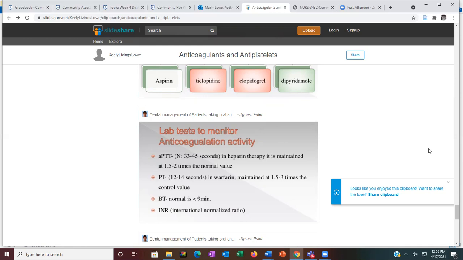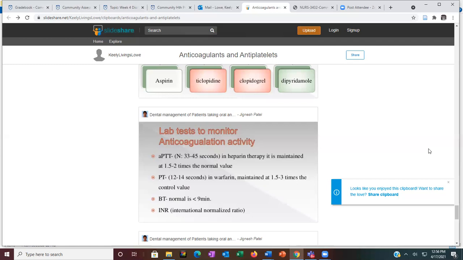The next one is PT. PT is prothrombin factor, and that is for warfarin or Coumadin, okay? So PT is maintained at 1.5 to 3 times the control value. And if you see that 1.5 to 3 versus 1.5 to 2 for PTT, they're the same kind of a ratio, right? That's 1.5 to 2 times or 1.5 to 3 times longer than it takes to clot, but they're just different parts of the clotting cascade. So we have to know what type of lab, and the laboratory, of course, has to know what type of lab to run to look at that part of the clotting cascade.